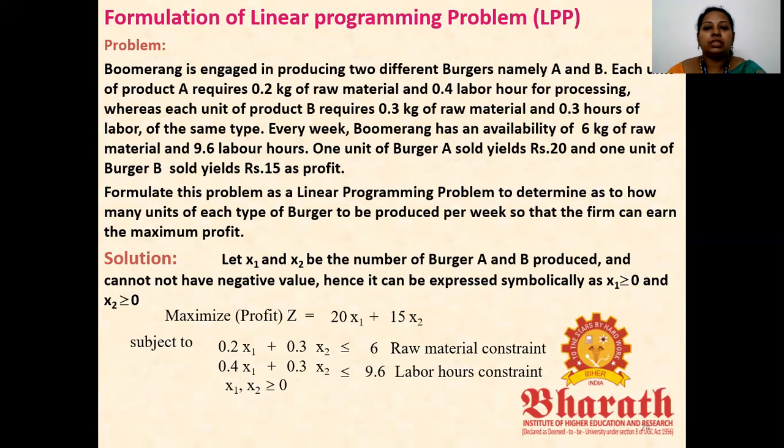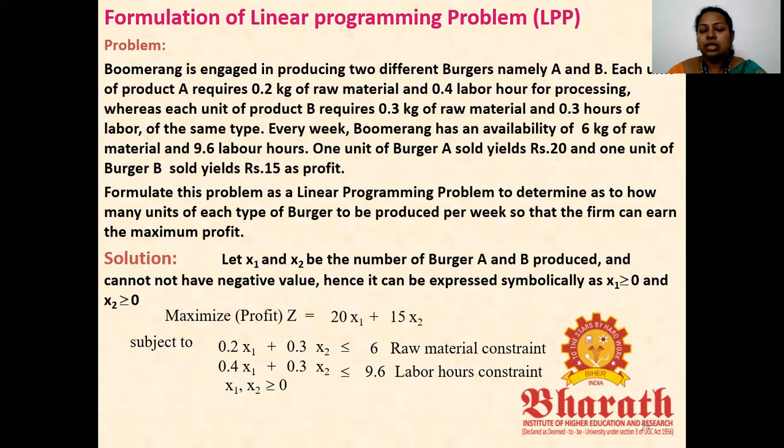One unit of burger A sold yields 20 rupees and one unit of burger B yields 15 rupees as profit. Formulate this as an LPP and determine how many units of each type of burger are to be produced per week so that the firm can earn the maximum profit. Here there are two different burgers. We can assume that they are A and B.